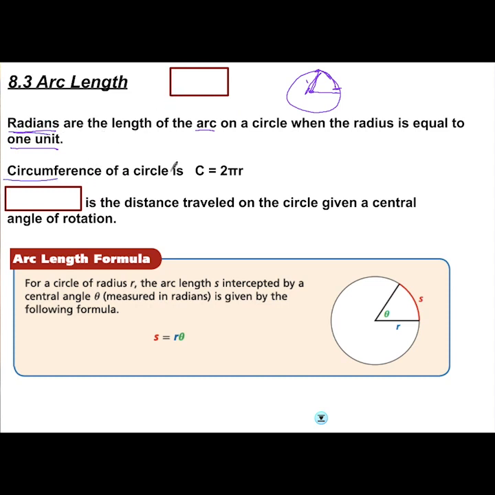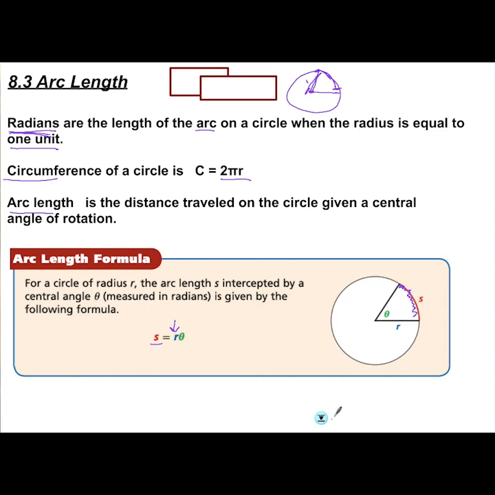The circumference of a circle, if you remember right, is 2 pi times the radius. And that's for any circle, anywhere, any place in the whole wide world. So an arc length is the distance traveled on the circle given that angle of rotation. We want to make sure we have that angle of rotation in radians. And if we do, we multiply it by the radius, the length from the center to the outside, and that's going to give us that arc length, that distance traveled.